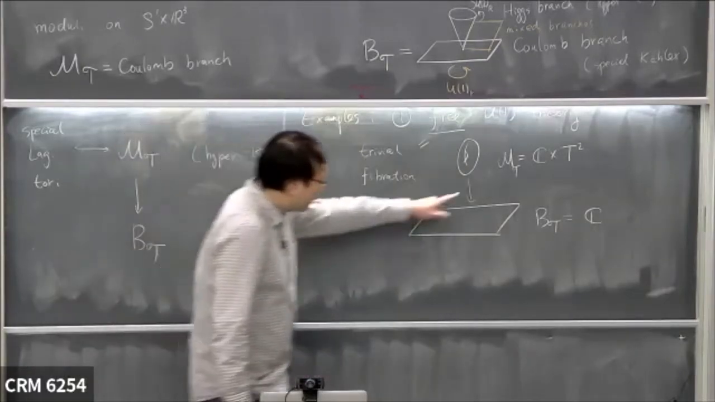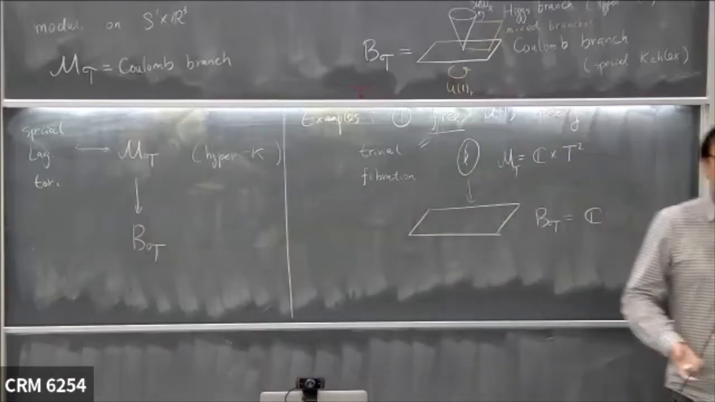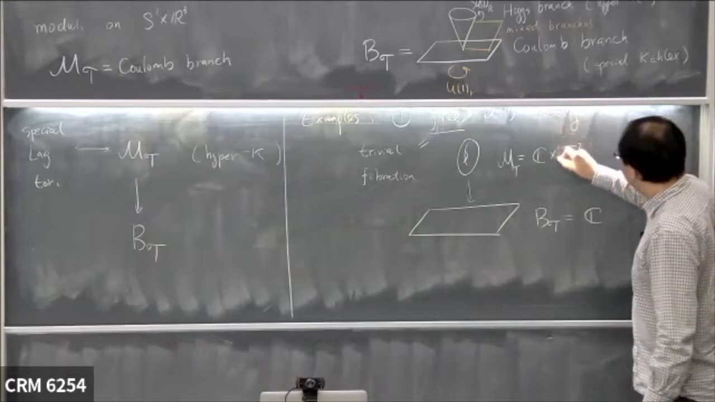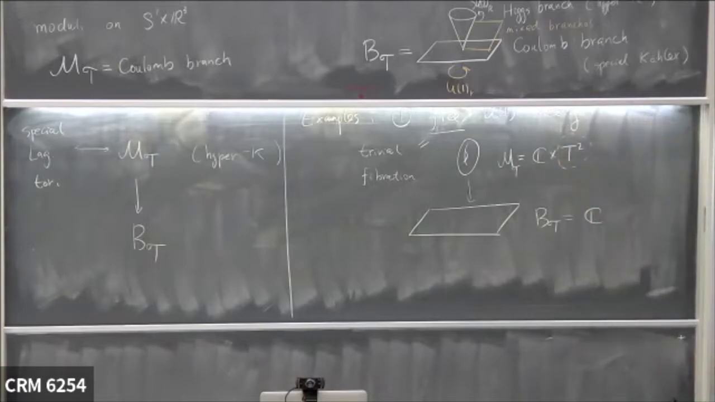But this Coulomb branch is not just a real manifold. It's supposed to be a hyperkähler manifold. So you also need to specify what this T2 is as an elliptic curve.